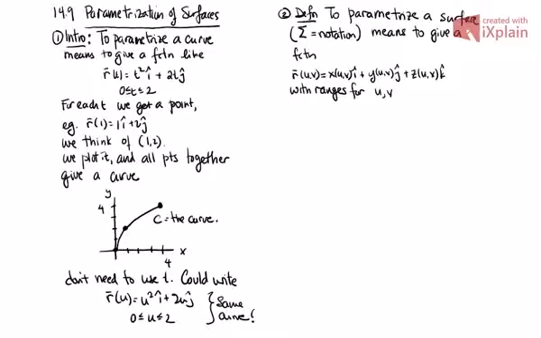And then the same thing holds. We plug in all possible u's and v's, we get a bunch of points, and together they draw a surface. So for each pair u and v, we plug it in, we get a point. Or really, we get a vector which we treat as a point. So all the points together give a surface.